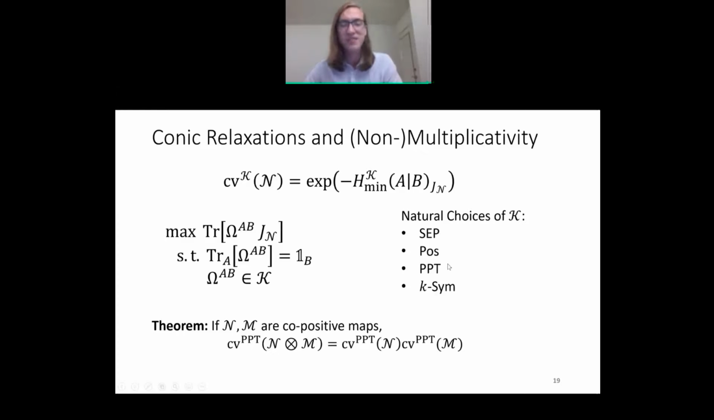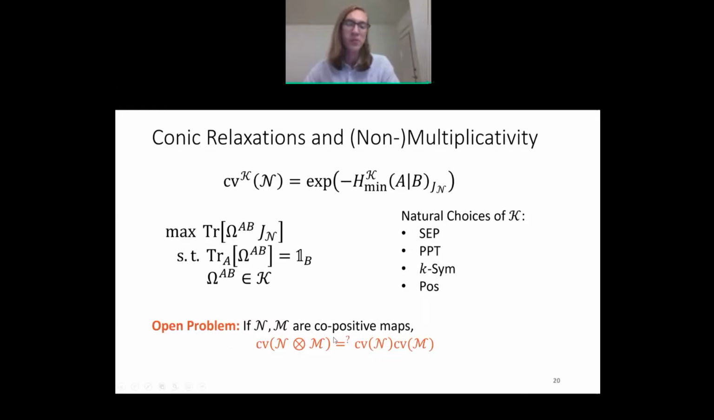And one thing we have that's interesting here is that if you have two copositive maps, which is to say their choice states are PPT, then the communication value PPT will be multiplicative. And so that's kind of cool because it mirrors the entanglement breaking for the separable cone. But an open problem is to consider two channels that are copositive and whether or not the communication value should be multiplicative still.